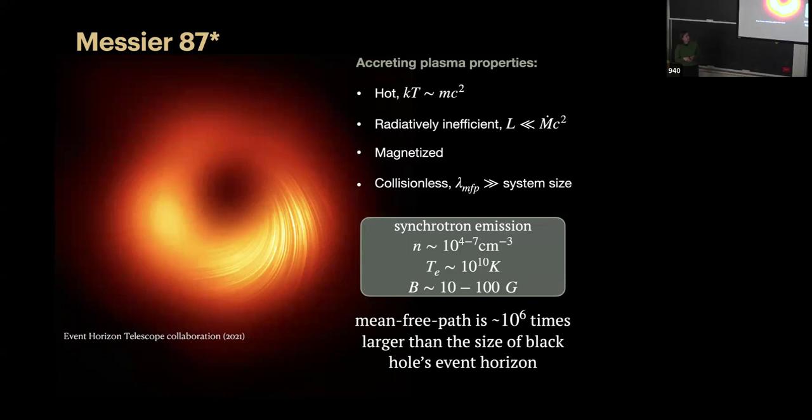And also from these parameters, from the temperature and density, we can estimate the mean free paths of Coulomb collisions. If we estimate the mean free paths of Coulomb collisions, we find that they are much larger than the characteristic sizes in the system. In particular, the mean free path is 1,000,000 times larger than the size of the black hole's event horizon. It varies a little bit from black hole to black hole, but roughly it's 1,000,000 times larger. So the plasma is in fact magnetized and collisionless.